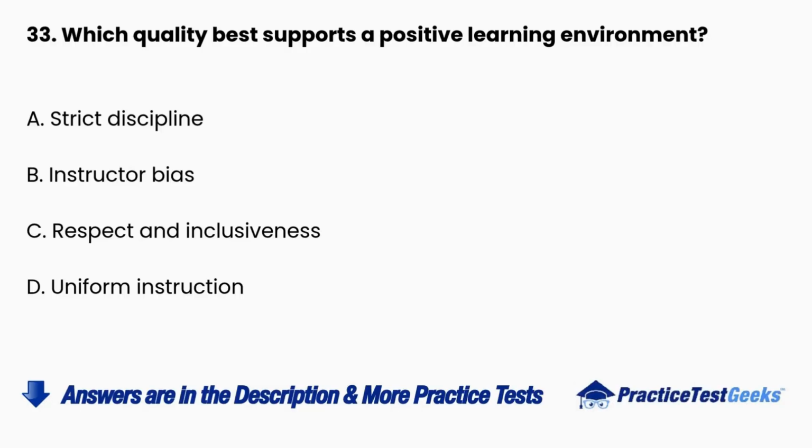33. Which quality best supports a positive learning environment? A. Strict discipline. B. Instructor bias. C. Respect and inclusiveness. D. Uniform instruction.